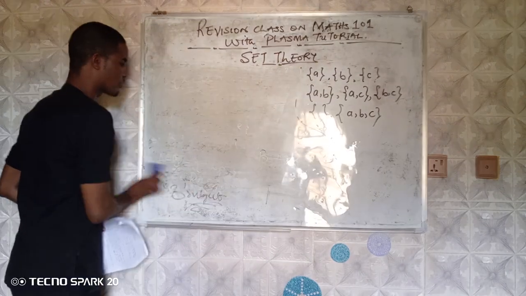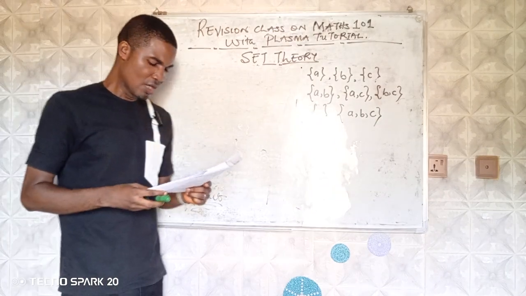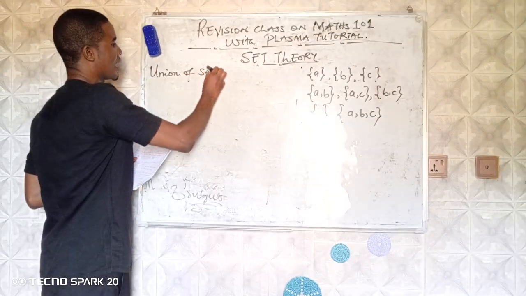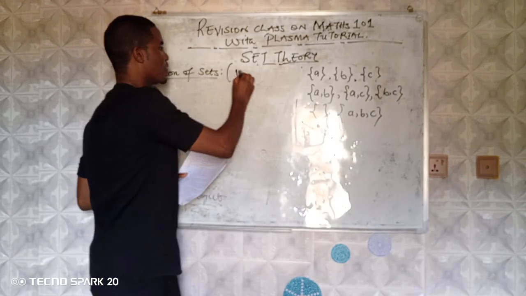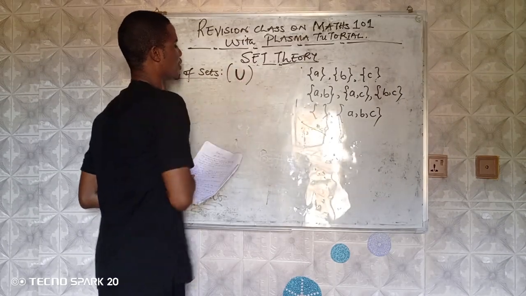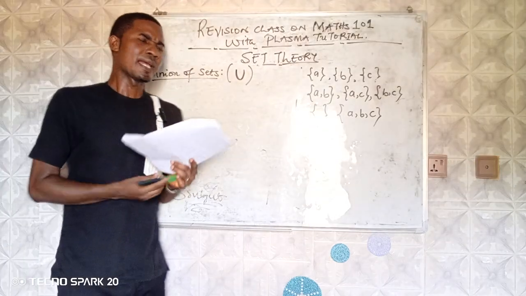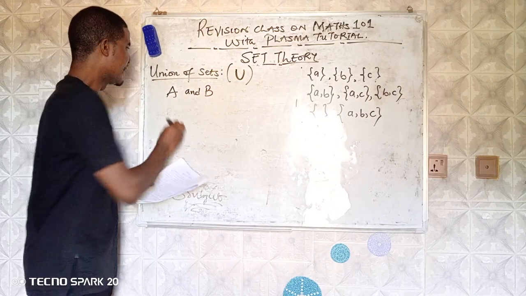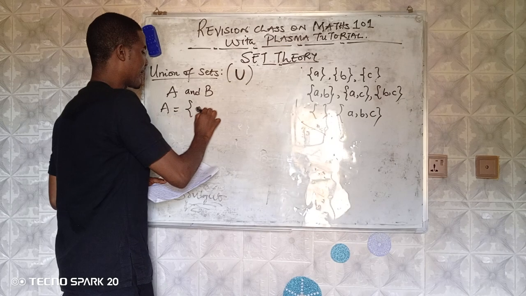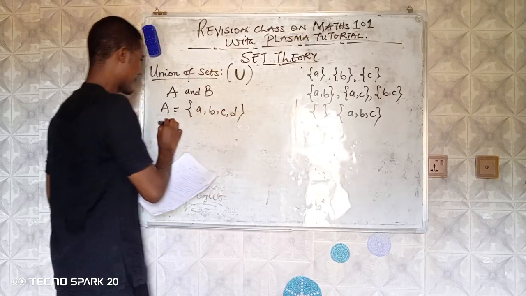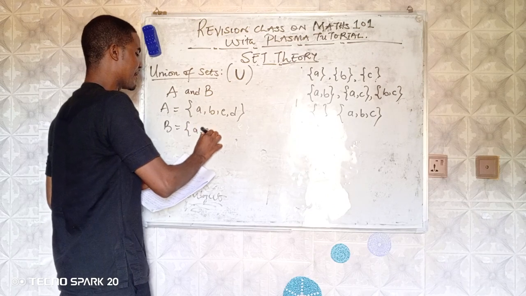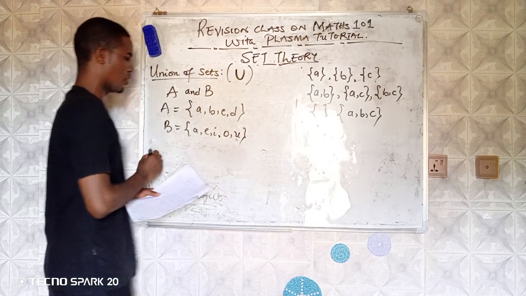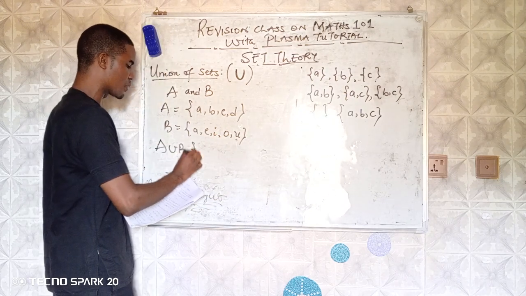Okay, we move forward again. I'm just reminding us of things that we were taught in class. We want to talk about union of sets. This one is denoted with a symbol like this, union. I believe you remember union. Now, let's take an example of A and B. Let's say set A is A, B, C, D, and set B is A, E, I, O, U. So A union B, what does it mean?